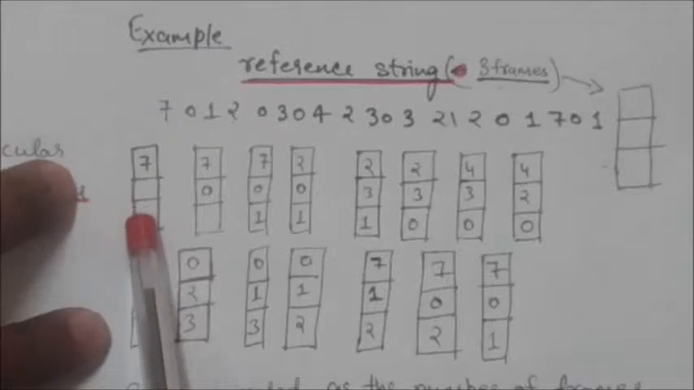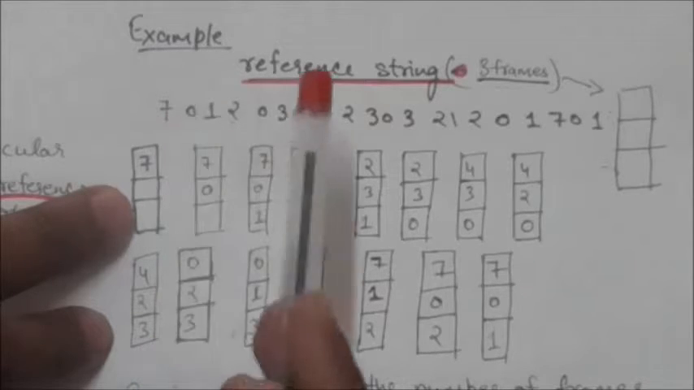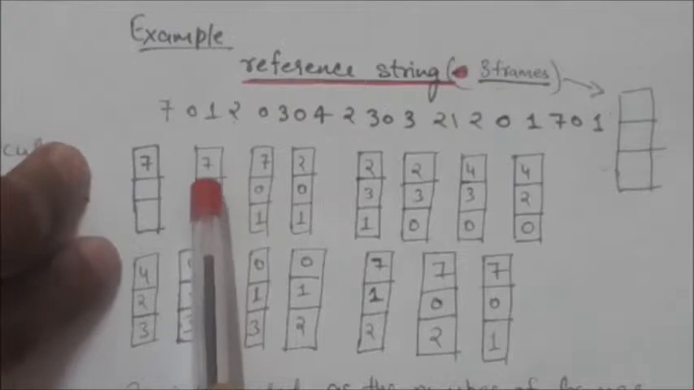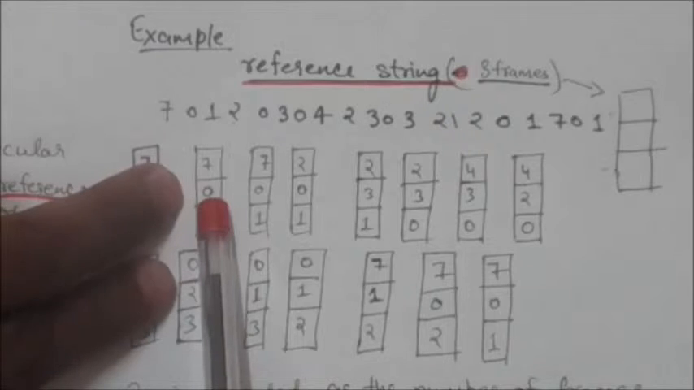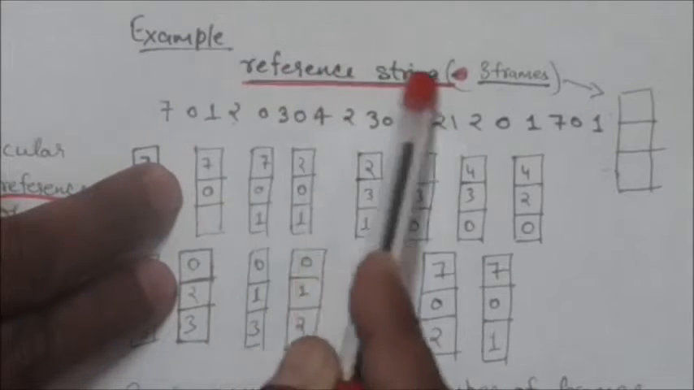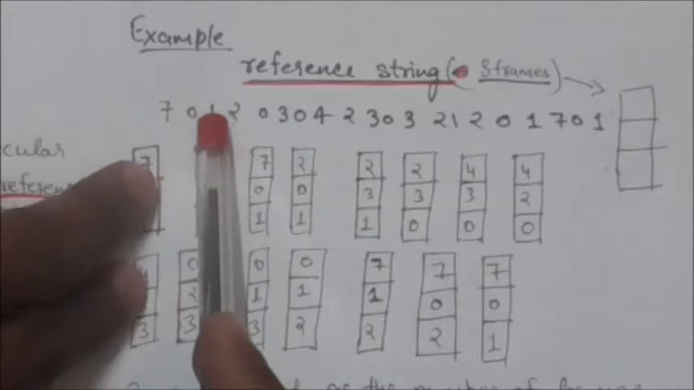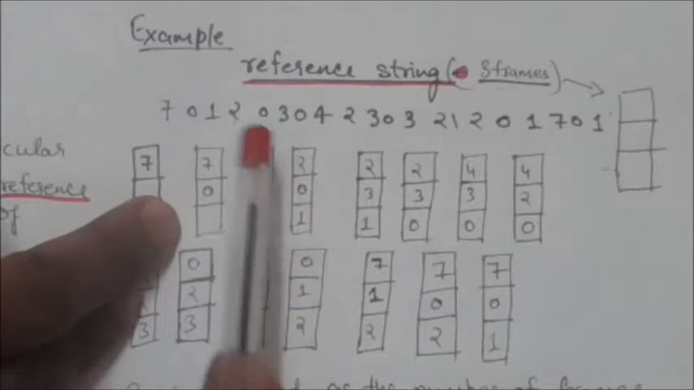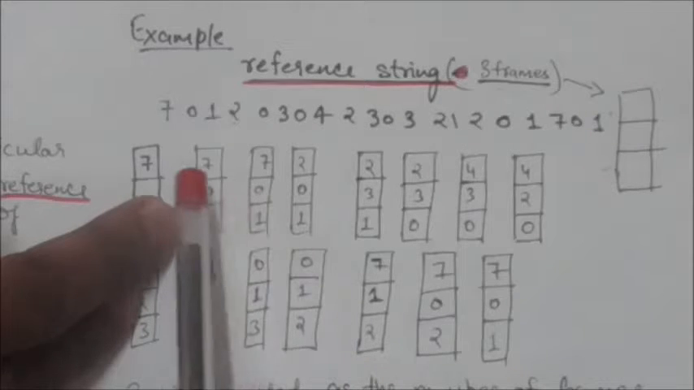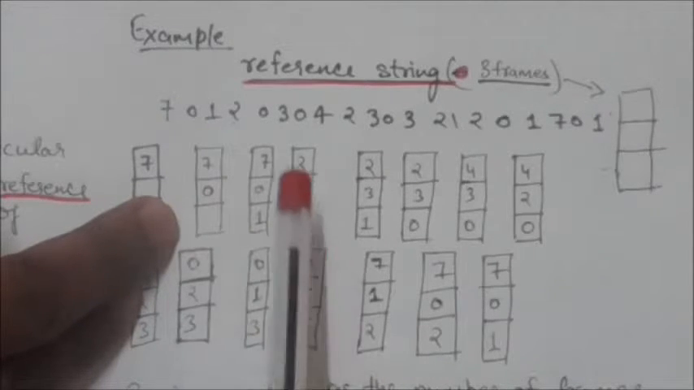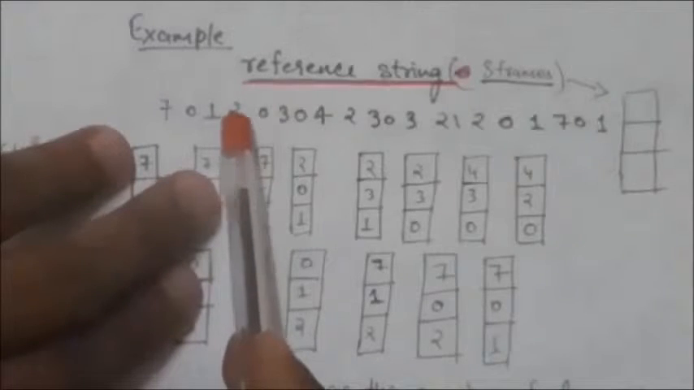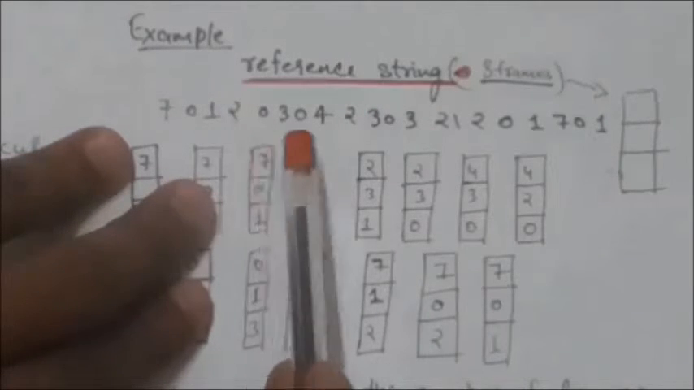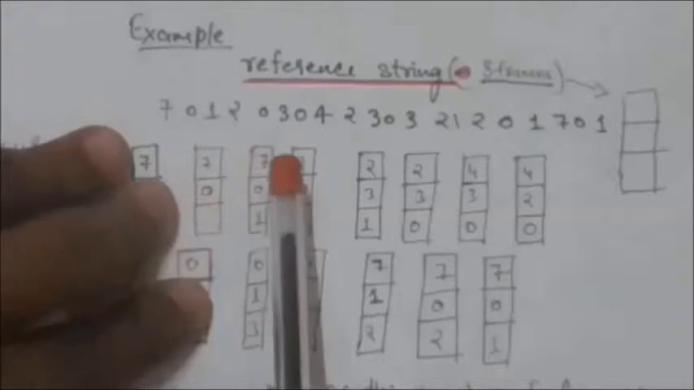Now see this reference string, the next reference is to page number 0. Again page number 0 is not in main memory, so again there will be a page fault and page number 0 will be brought into main memory. It will be stored in another frame. Now the next reference in the reference string is to page number 1. Again page number 1 is not in main memory, so again there will be a page fault and page number 1 will be brought into main memory and stored in a frame. Now see the next reference is to page number 2. Page number 2 is not in main memory, so therefore there will be a page fault.